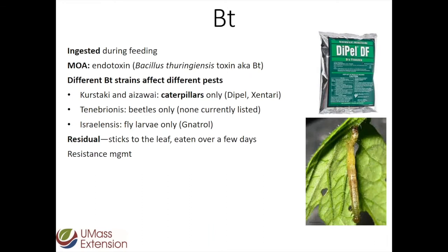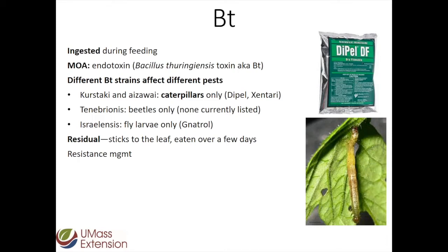So the next and last material we're going to talk about is BT. And so this is a toxin that's produced by a bacterium in the soil, naturally occurring. And the cool thing about BT is that they're fairly targeted. So like I was talking about Pyganic earlier, how it's really broad spectrum and will kill just about any insect that it comes in contact with.